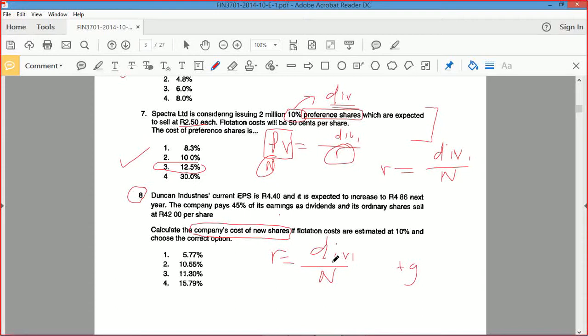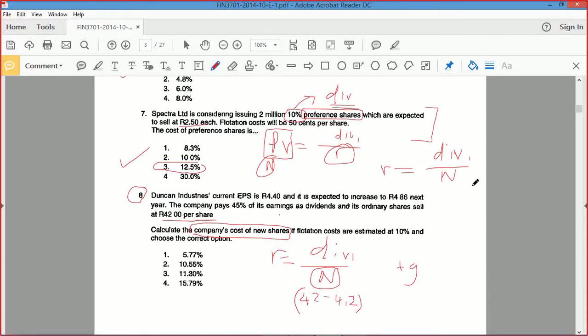Because you've got what the ordinary share sells at, 42 Rand. So 42 Rand would be the price. No, it wouldn't be the R. R is the rate, that's what you're solving for, the cost. Okay, that would be the 42 Rand. Net proceeds: 42 Rand less the flotation costs, minus 10%. So minus 4 Rand 20.